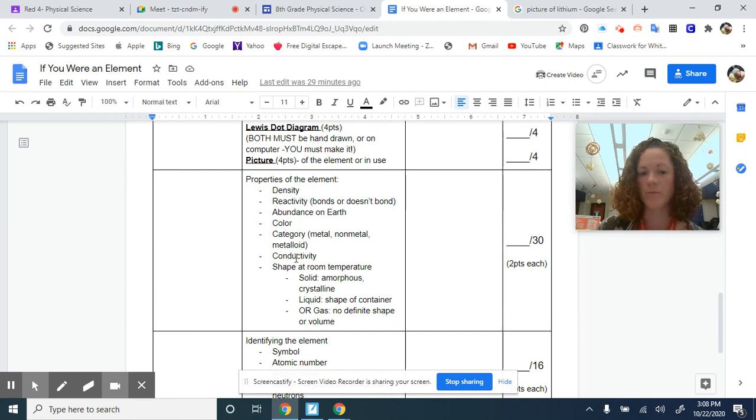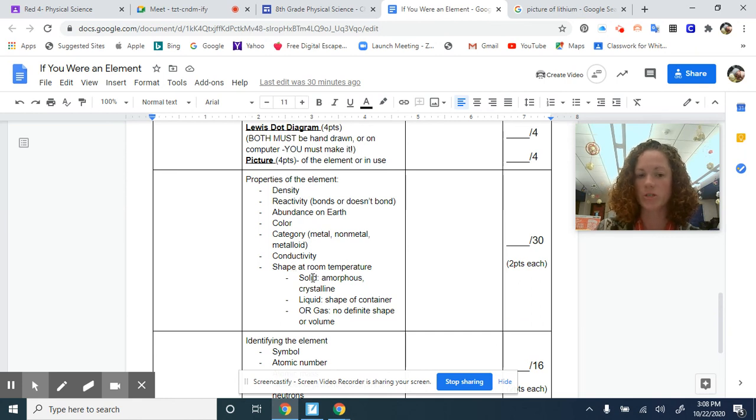Before I go down to the shape, you have conductivity. Is it conductive or not? And again, one of the properties of metals is that it conducts heat and electricity. So conductive elements would be your metals. The metalloids are semiconductive, and the nonmetals are not conductive at all. So you're using your periodic table to determine if your element is conductive or not.